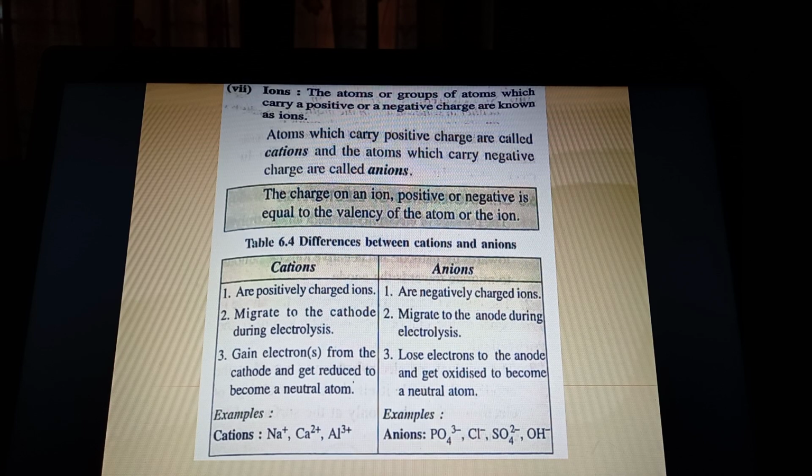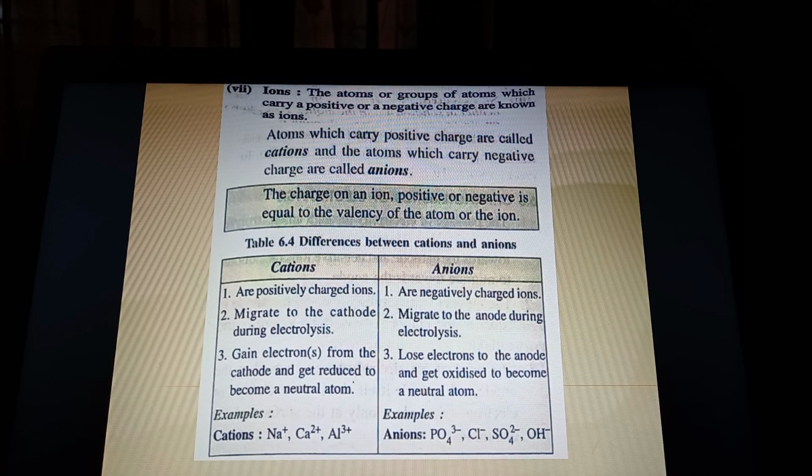Now, what do the cations do when they go to the cathode? When they go to the cathode, they gain electrons. That is, when the cations go to the cathode, they take the electrons from the cathode and get reduced to become a neutral atom. For example, here it is written Ca2+, Na+, Al3+. So when Na+, Ca2+ and Al3+ migrate or flow with the current, when they reach the cathode, what will happen to them?